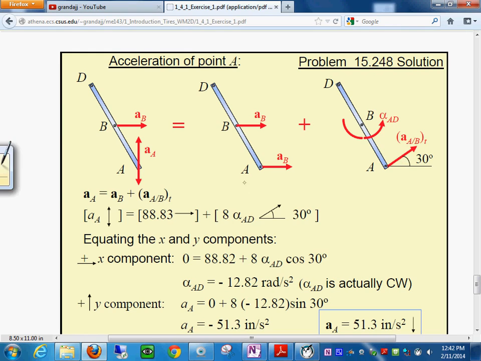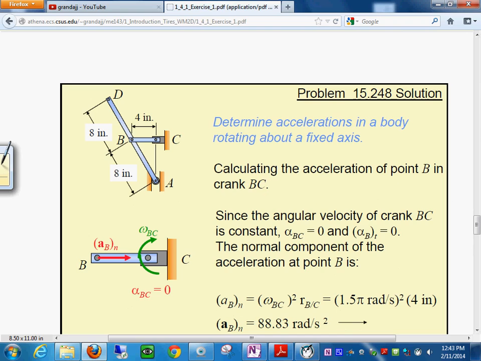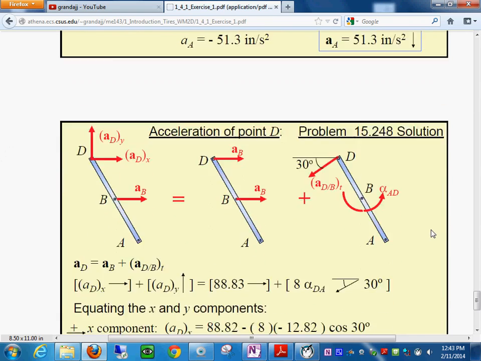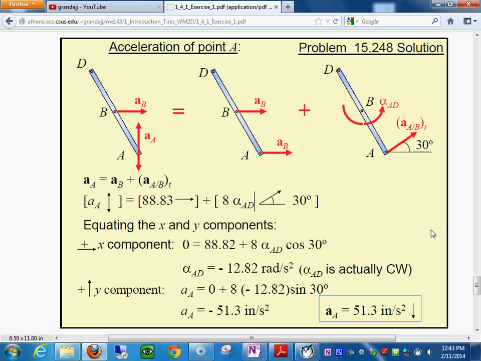So if you look at the vector equation, you say the acceleration of A is the acceleration of B, which we knew from the prior analysis, plus the acceleration of A with respect to B. And then you decompose it into the vertical components in there. Sorry, you said that B has no tangential acceleration, right? B has no tangential acceleration, right? Because omega is constant. That's why.